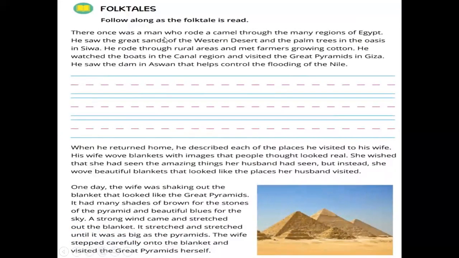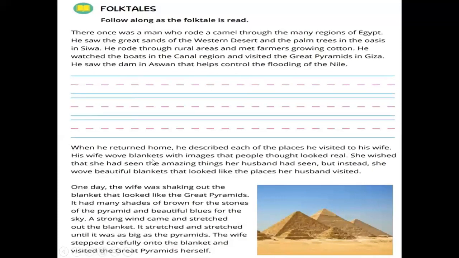There once was a man who rode a camel through the many regions of Egypt. He saw the great sands of the western desert and the palm trees in the oasis in Siwa. He rode through rural areas and met farmers growing cotton. He watched the boats in the canal region and visited the great pyramids in Giza. He saw the dam in Aswan that helps control the flooding of the Nile. When he returned home, he described each of the places he visited to his wife.